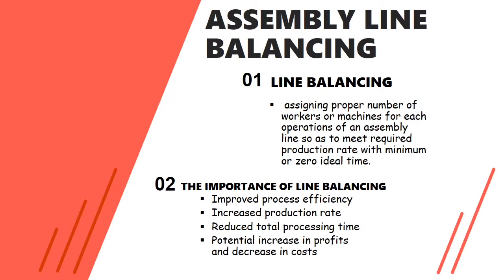Next, I will explain about assembly line balancing. What is line balancing? Line balancing can be defined as assigning the proper number of workers or machines for each operation of an assembly line so as to meet the required production rate with a minimum or zero idle time. The importance of line balancing is to improve process efficiency, to increase production rate, to reduce total processing time, and also potential increase in profit and decrease in cost.